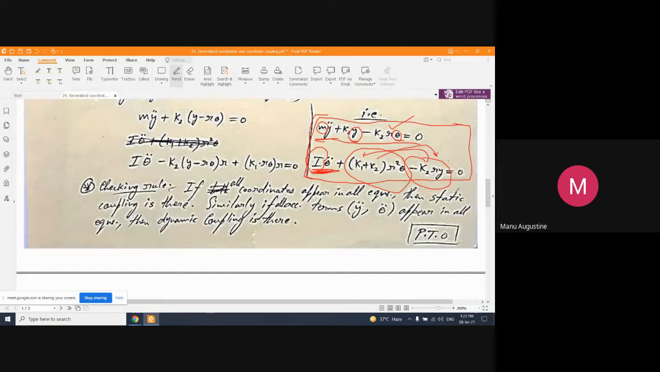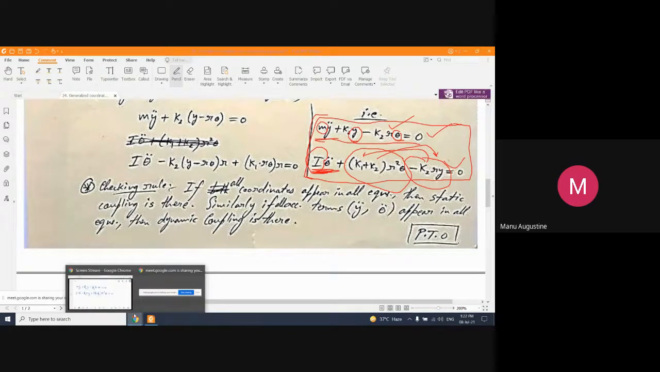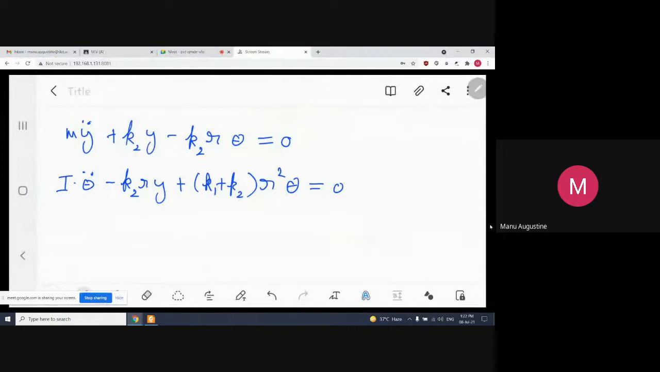So I write this first. So this is minus k2 ry, then the first term, that is plus k1 plus k2 r square theta, and the right hand side is 0. So now this is how these two equations are simply rearranged to look like this. And now you see the acceleration terms are lined up, the displacement terms are lined up. You see this? This is why I rearranged it like this.